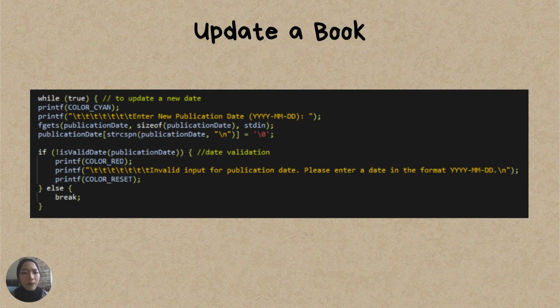The code then calls a function named isValidDate to validate the input as a proper date in the format year, month, and date. If the isValidDate function returns false for the publication date, it means that the input is invalid. In this case, the code prints an error message in red color and informs the user to enter a valid date in the specified format. If the input is valid, such as the publication date is in a proper date format, the code encounters the break statement, which exits the while loop.